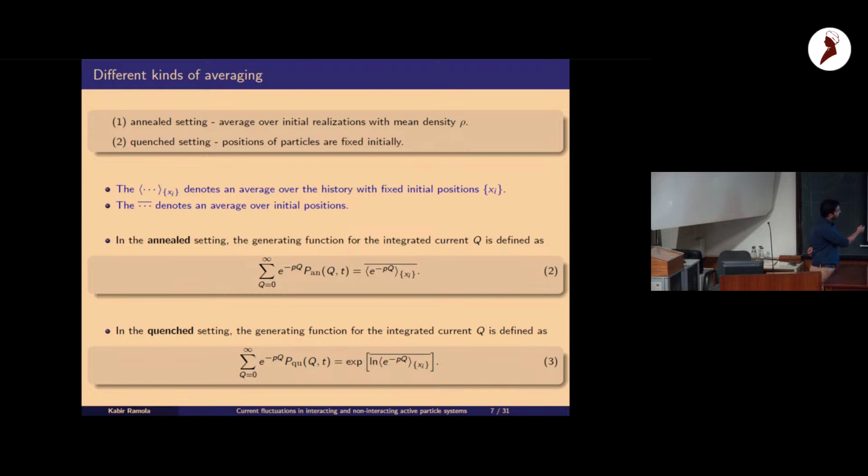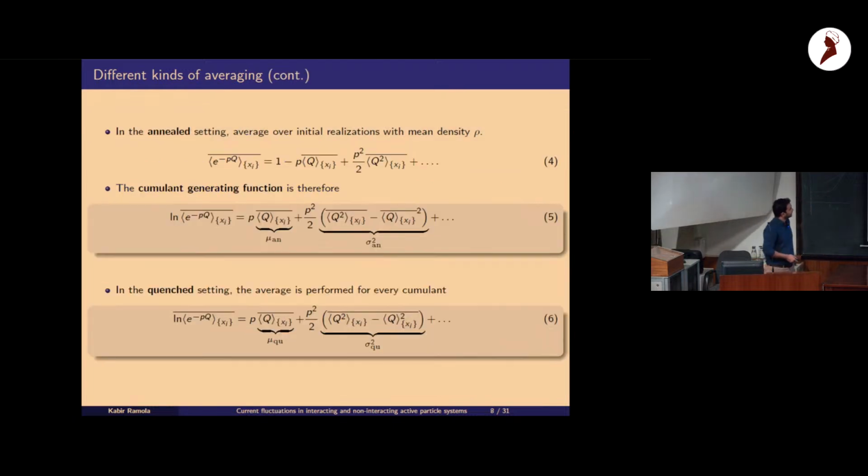So these two are the general sort of averages that people consider when you look at questions dealing with these current fluctuations. Just for ease of notation, I'll denote an average over the history of the trajectories conditioned on fixed initial positions, which is xi, by this triangular bracket, and then you can average over the initial positions, which I'll denote by this over bar. So these are the two kinds of averages that you can do. In the annealed setting, the generating function can be given by this average of this exponential, and I'll do an expansion and show you why this happens, over fixed initial conditions xi, and then average over positions xi. Similarly, in the quenched setting, you have to do an average over the logarithm of this quantity, and then take the average over the logarithm, which will give you the generating function.